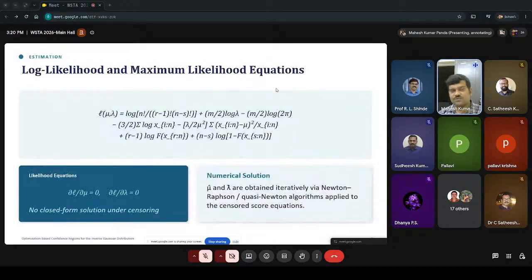Now we take the usual procedure: the log likelihood function, and then find the maximum likelihood equations. As you know, the log is a monotonically increasing function, so the log likelihood equation will give you the same solution as the likelihood equations. The problem is that when you differentiate with respect to both parameters, you do not get closed form solutions. Thereby we will go for numerical solutions. We will try to find the estimates of mu and lambda through the Newton-Raphson or quasi-Newton algorithm.